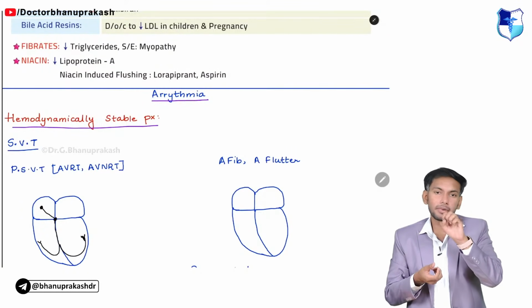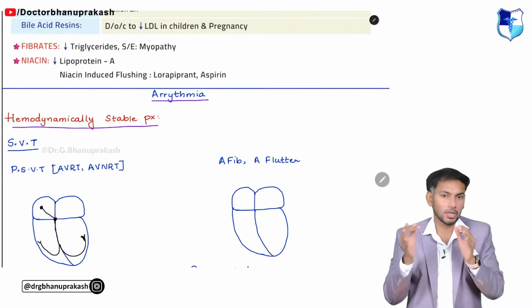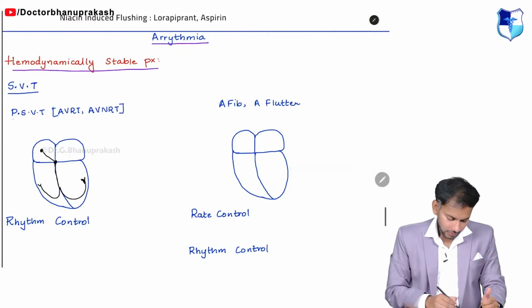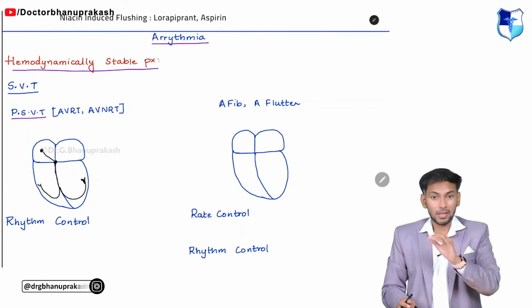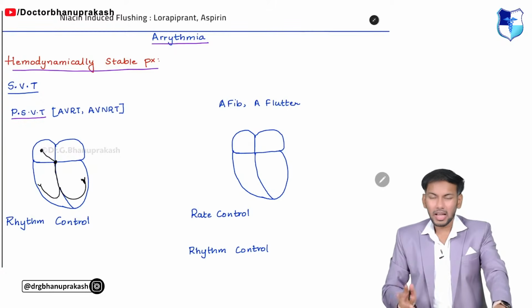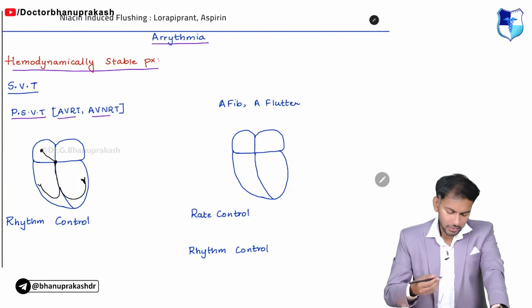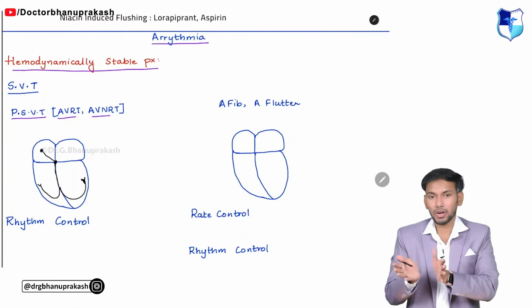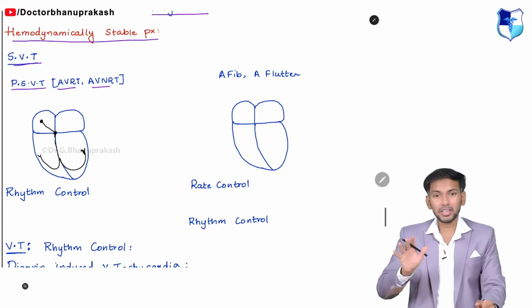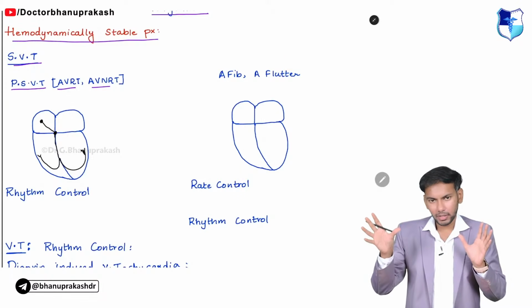Now, in supraventricular tachycardia, I am dividing it into two classes which the examiner usually asks. That is PSVT. PSVT means paroxysmal supraventricular tachycardia. PSVT again has two types, AVRT and AVNRT. Okay, this is one class. The other one is atrial fibrillation or atrial flutter. So I have divided SVT into two groups. Remember this: PSVT, and atrial fibrillation or atrial flutter.